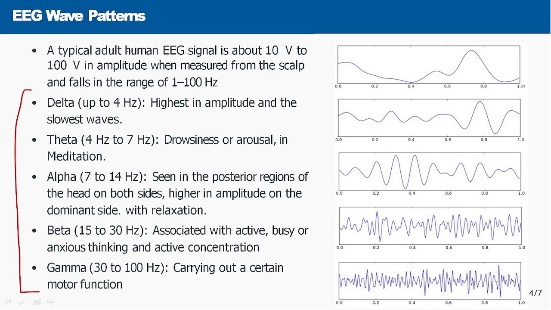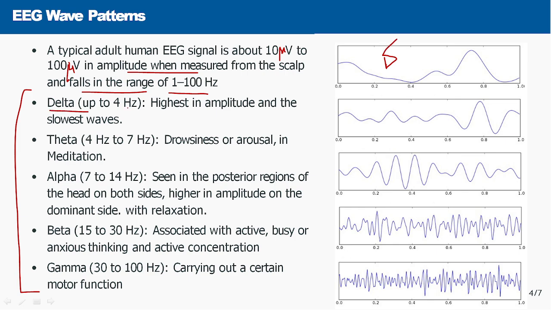electroencephalogram waves. In a typical adult human, these waveforms are in the order of 10 microvolts to 100 microvolts in amplitude when measured from the scalp, and they fall in the range between 1 to 100 hertz, not more than that. So first of all we will see this waveform. It is your delta waveform.